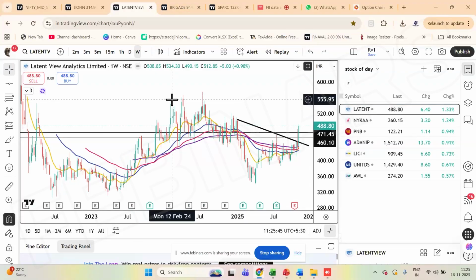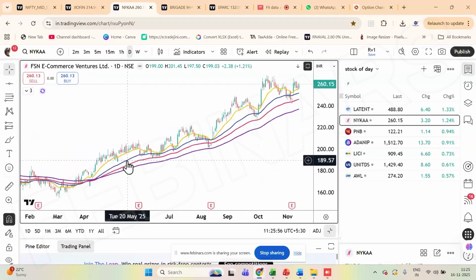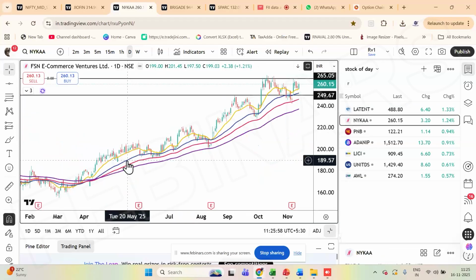Latent View is looking very good with a strong bullish candle on the weekly zone as well. Daily the momentum is gaining. Latent View is looking very good. Nykaa, some base is getting built. 265 above, if we sustain, Nykaa can hit 300 and 320 levels. Nykaa is very good on the charts. Watch out Nykaa, my dear friends.